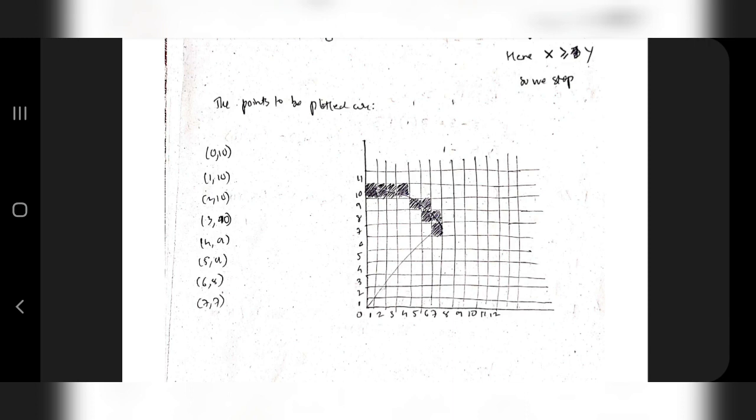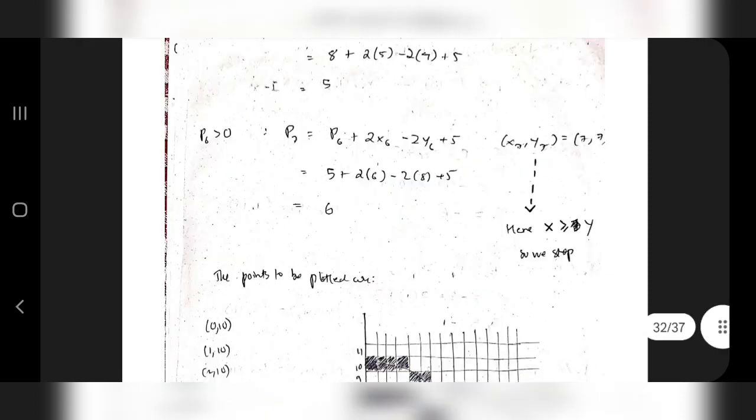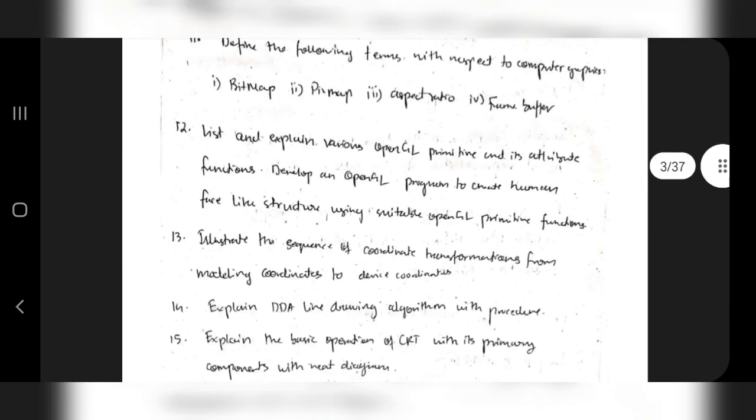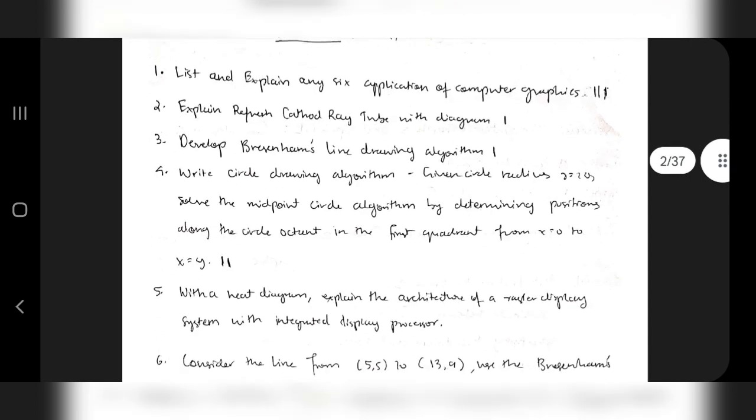And there's another one, the actual Bresenham's circle algorithm. That one also we will be discussing, like what formula you have to use, with slight changes there. But in the exam, mostly this one only is asked. If I show you the previous questions, the question is asked in this way.